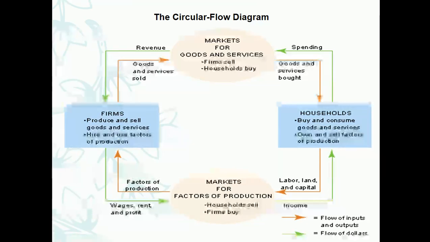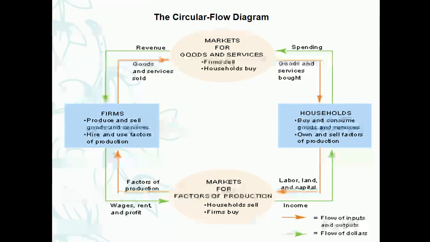Let's start with households. What do households do here? Look at the orange lines here. Household members provide labor, land, and capital as market for the factors of production to the firms. People get up and they go to work. They may sell their land to a new factory. The firms in turn use those factors of production in producing goods and services which they sell in the markets for goods and services that are bought by households.